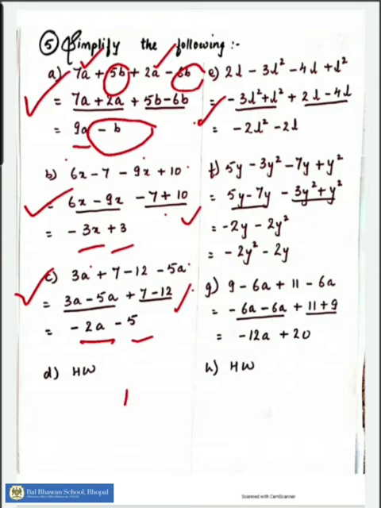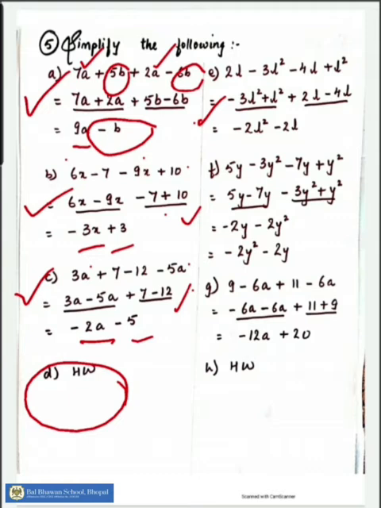Now children, question number D you are going to try out on your own. Let us see question number E. 2l minus 3l square minus 4l plus l square. Children, l square, you are very well aware of this because recently we talked about the powers and exponents chapter, right? So it is a power.